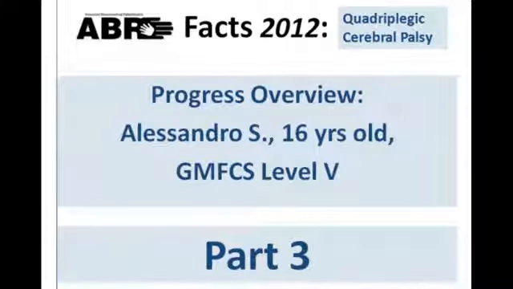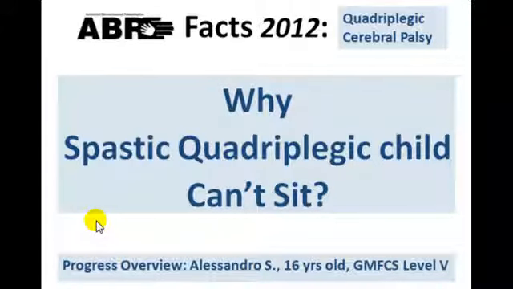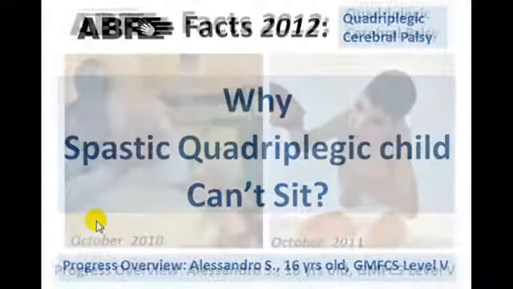ABR FX 2012 continues, and we are back to the matters of sitting. In this particular part, titled quite straightforwardly, Why Spastic Quadriplegic Child Can't Sit, I'm going to help you to understand the reasons behind the troubles with sitting in relatively plain and straightforward language.